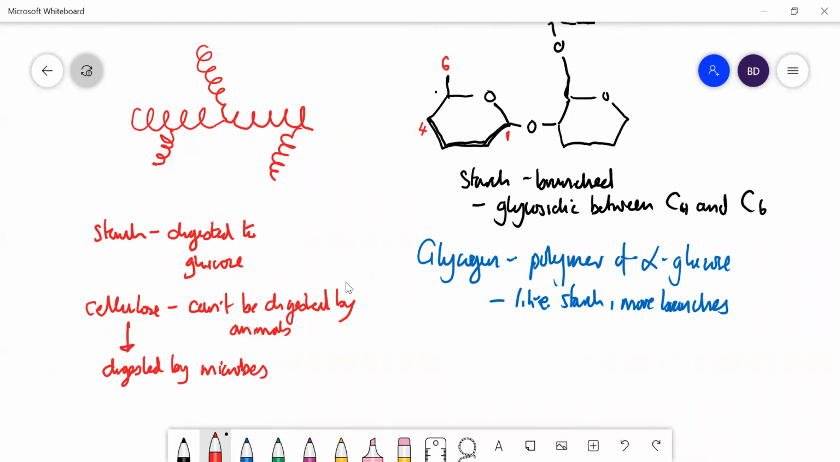So that's why herbivores can just exist by eating plant material, whereas other animals can't.